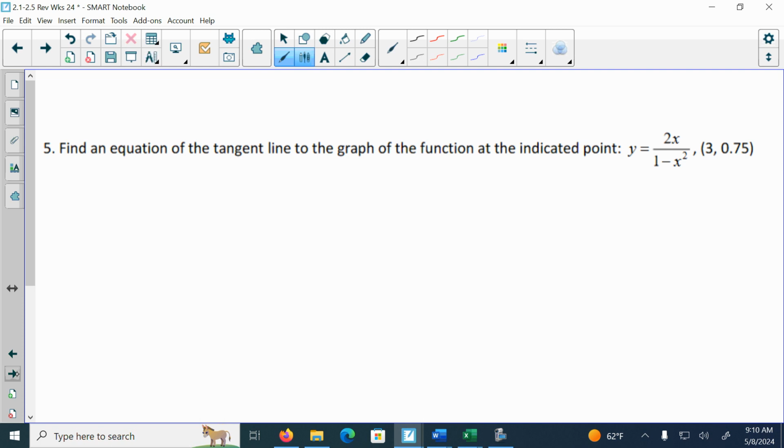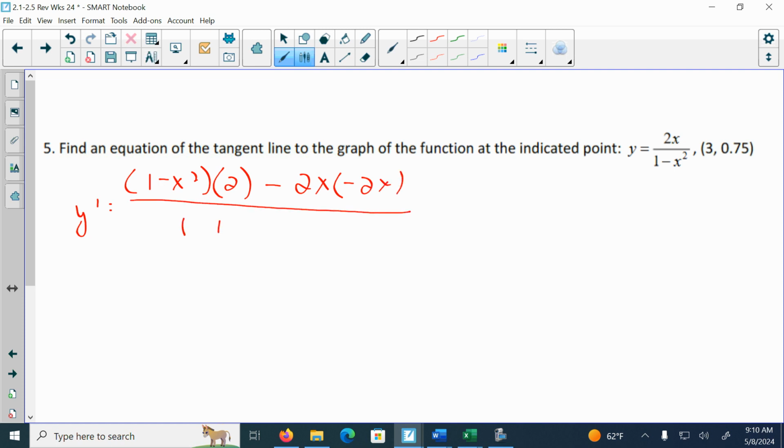Okay, find the equation of the tangent line at the indicated point of 3, 5 for the function 2x over 1 minus x squared. So first thing I have to do is find the derivative. To find the derivative, I'm going to leave that denominator alone. Take the derivative of the numerator, which is just 2, minus, leave the numerator alone, take the derivative of the denominator, which is negative 2x. And this is all over my denominator squared.